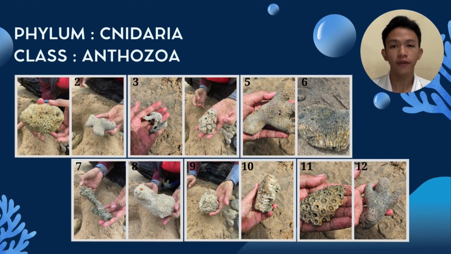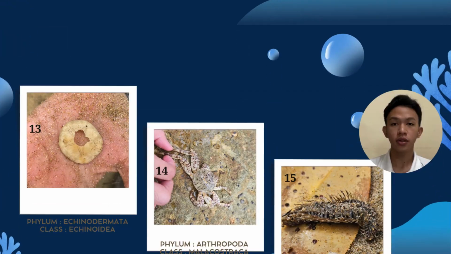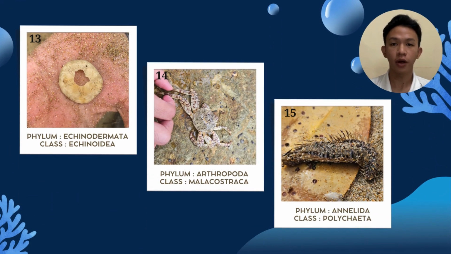We found 12 coral species from the phylum Cnidaria that belong to the class Anthozoa. We also found a sand dollar from the phylum Echinodermata that belongs to the class Echinoidea. After that, we found a flower crab from the phylum Arthropoda that belongs to the class Malacostraca.